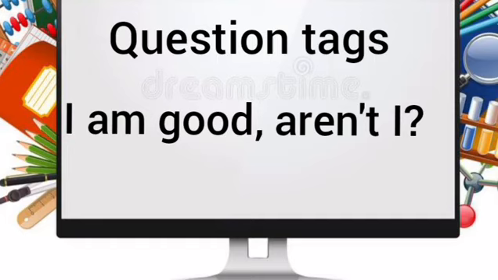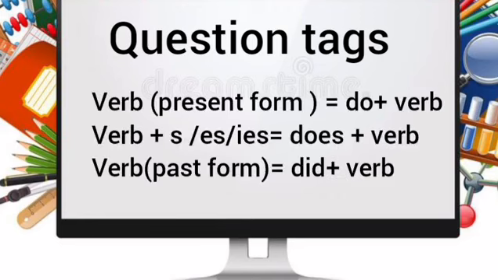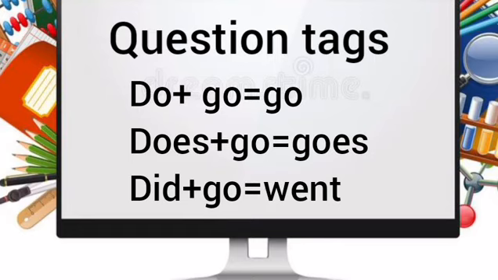Okay. So this is the thing. If a main verb comes, what do you have to do? We have to separate that. What is the verb? If a present form verb comes, what do you have to do? Do plus verb in the present form. Verb plus s, es or ies means does plus verb, present form. Verb past form means did plus verb, which will change to present form. Okay. For example, do plus go, go. Does plus go, goes. Did plus go, went.